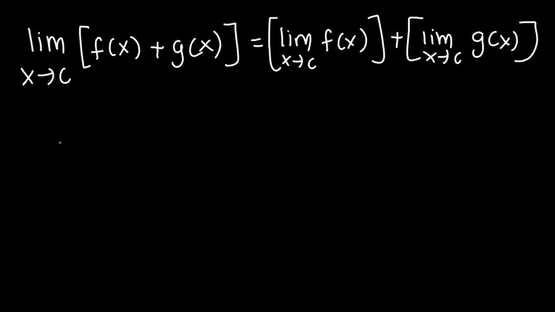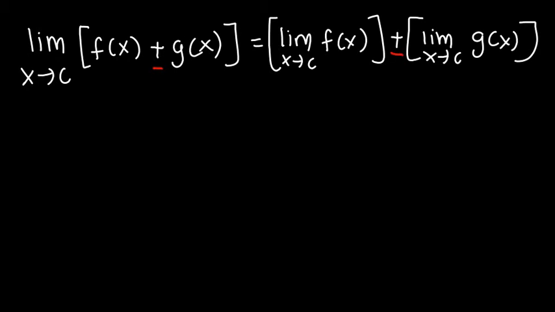This is the sum rule. Now let's do the difference rule, which is basically the same idea. Or we can just write this in one simple thing. So this is the sum and difference rule. If it's a plus, then it would be a plus. If it's a minus, then it would be a minus. So those two go together. So that is the sum and difference rule.